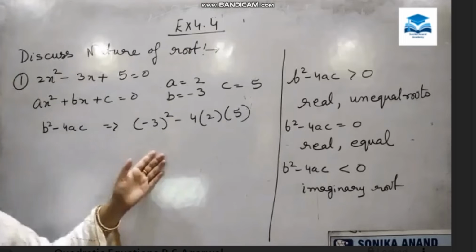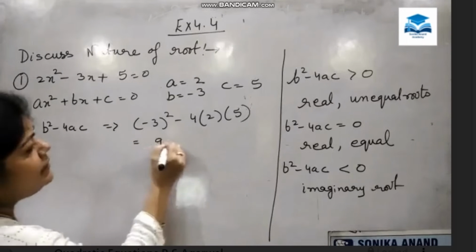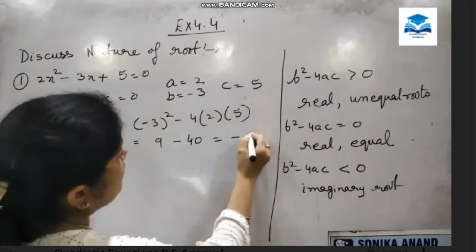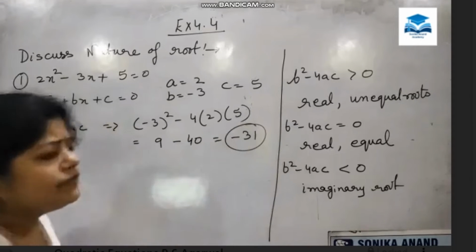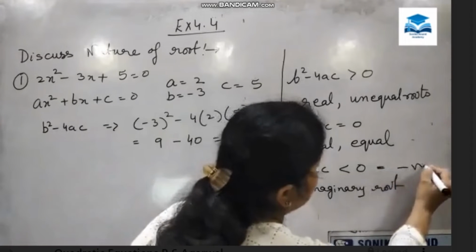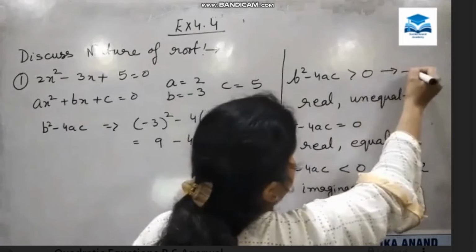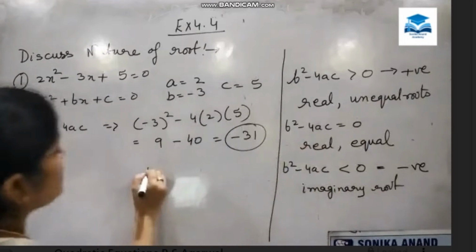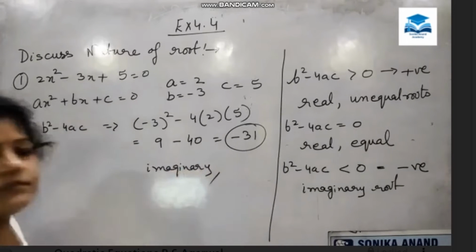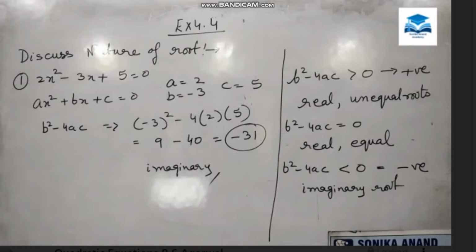Now we solve for that. We get 3 3s are 9, minus 4 2s are 8, 5s are 40. Now here we get the negative value, minus 31. So less than 0, so roots are imaginary. Question is finished. Okay? Clear? Now next question.